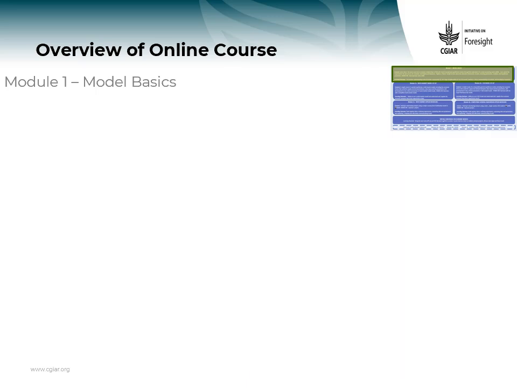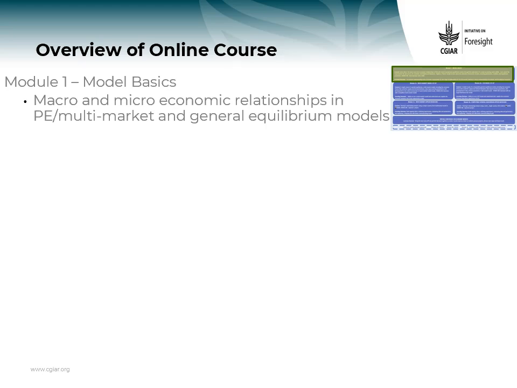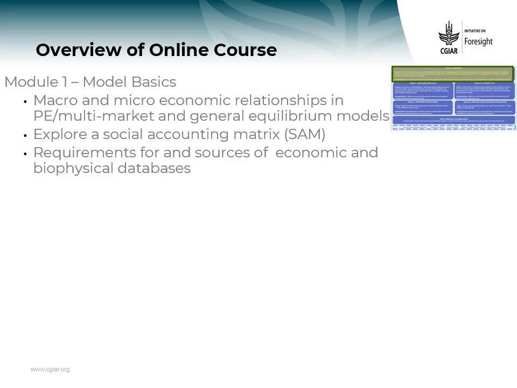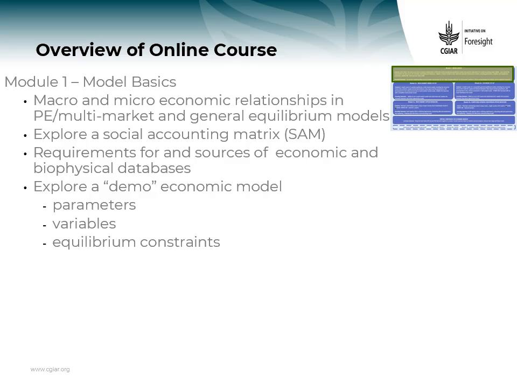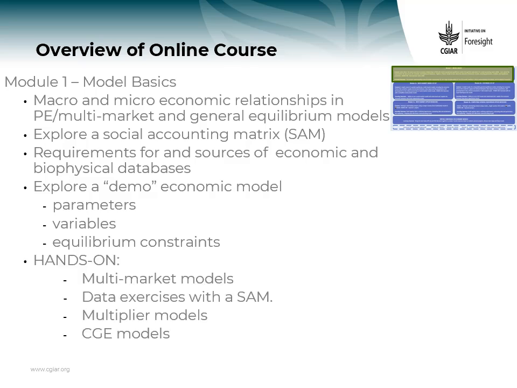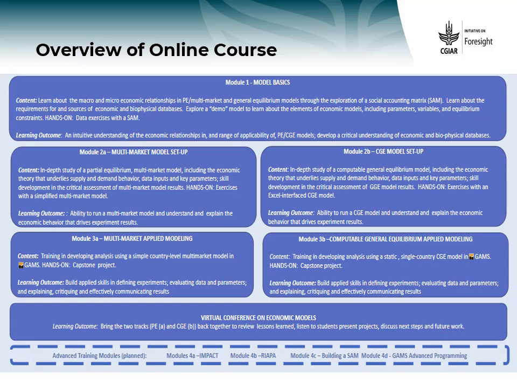In this first module, you will learn about the macro and micro economic relationships in partial equilibrium, multi-market models, followed by general equilibrium models, through the exploration of a social accounting matrix, or a SAM. You will also gain an understanding of the requirements for, and sources of, economic and biophysical databases. You will explore a demo model to learn about the elements of an economic model and perform a variety of hands-on exercises. After Module 1, we offer 2 pathways.